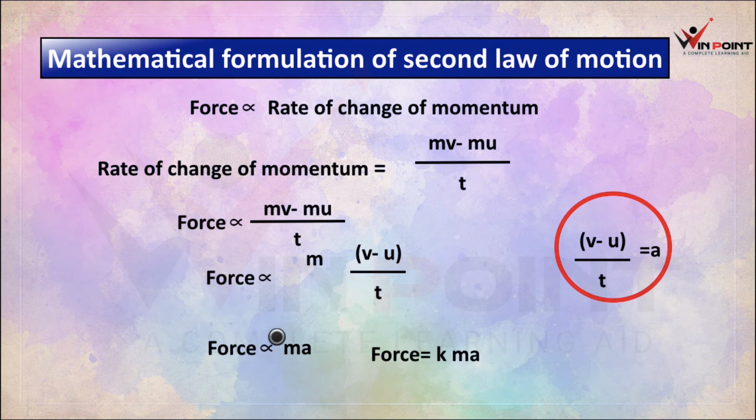To replace this proportionality sign with equals, we need to add a constant. That constant is k. Then we take k equal to 1. Then our equation for force will be F equal to ma. It's a very important equation. We have a lot of numericals to do with this equation, and the equation is F equal to ma. So Newton's second law states that the rate of change of momentum is directly proportional to the applied force, and the object moves in the direction of force.